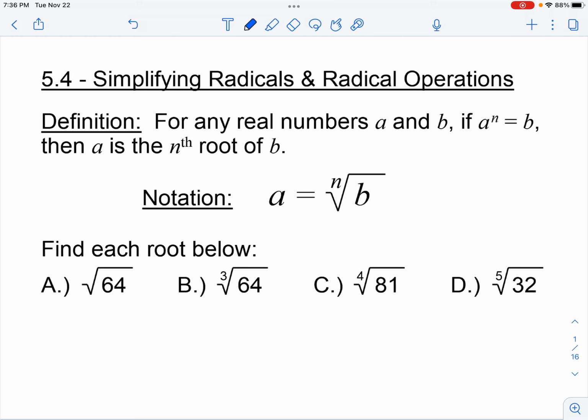Now this is the notation for these radicals. So we're saying a is equal to the nth root of b. That's how we read this radical expression out loud: a equals the nth root of b.